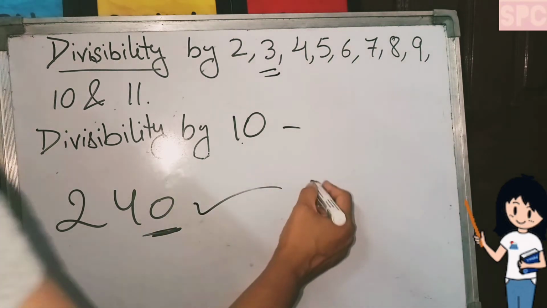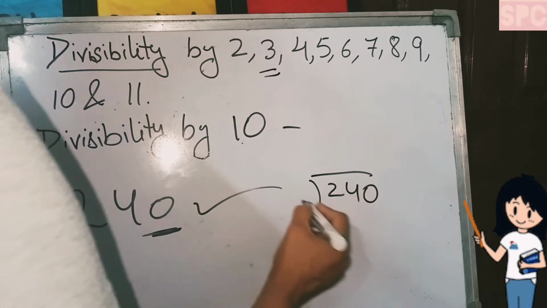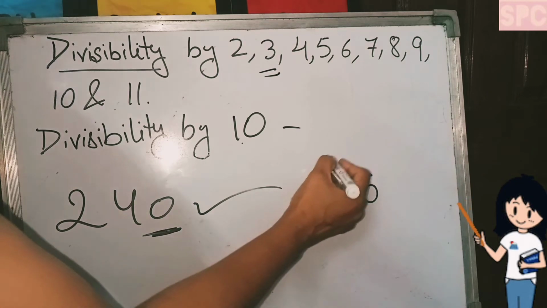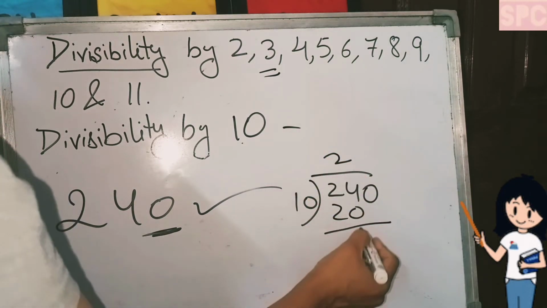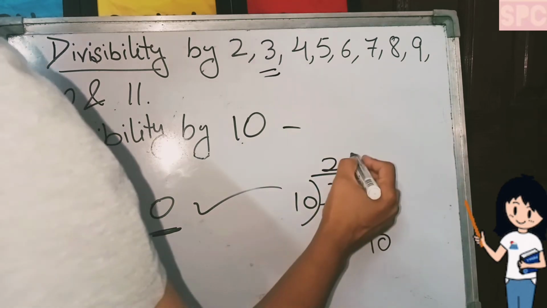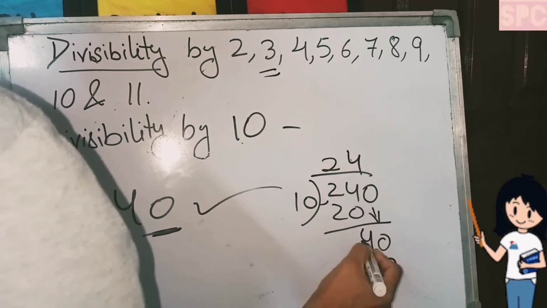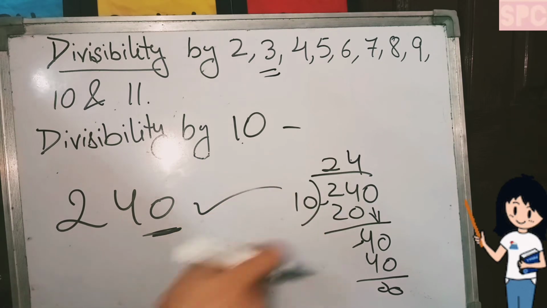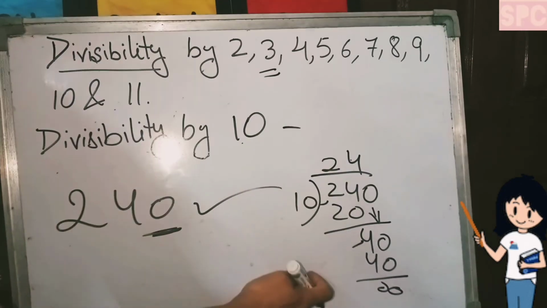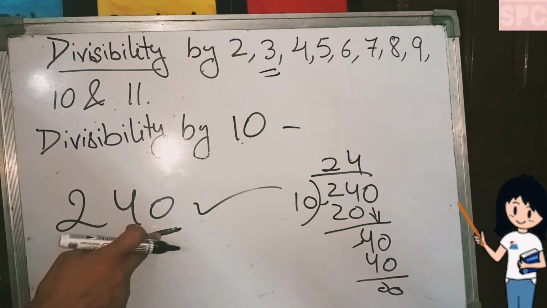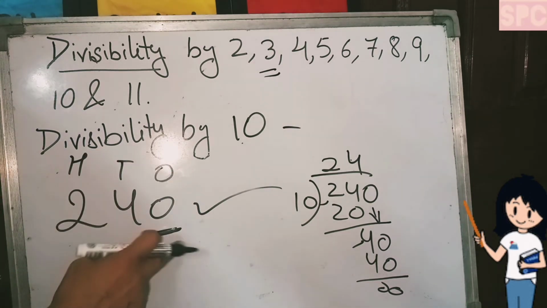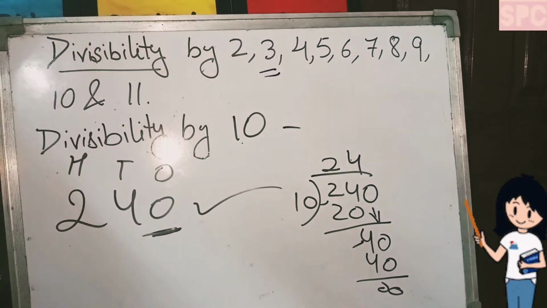Let's check this. Let's actually divide this by 10 and see whether this number is divisible by 10 or not. 10 twos are 20. Then this 4 will come down, the 0 will come down. 10 fours are 40. This is 0. So you can see this number 240 is divisible by 10. Without doing this, you just have to see the digit at the ones place. This is the ones place, this is the tens place, this is the hundreds place. So if the digit at the ones place is 0, then it will definitely be divisible by 10.